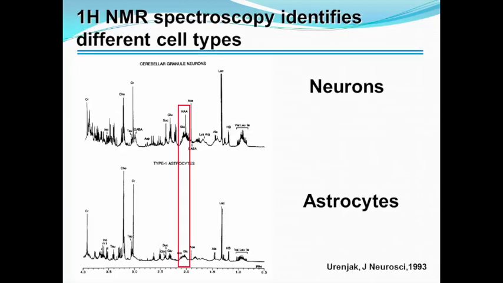So how do we know NAA is just in neurons? Way back, 25 years ago, Oranjak did an experiment where he took just neurons and just astrocytes and took NMR spectra, and you see that NAA was only in neurons and not in astrocytes.